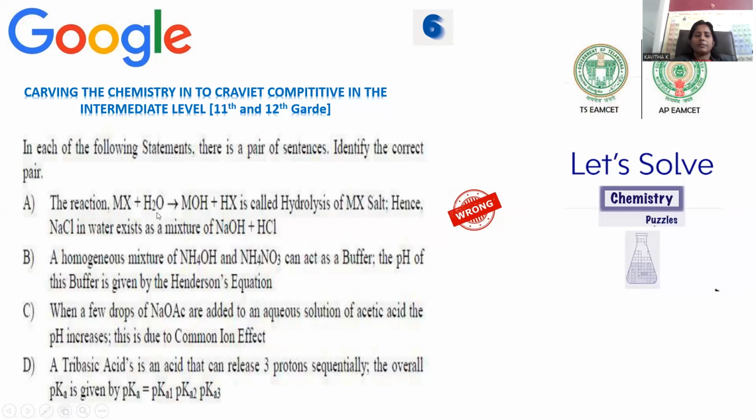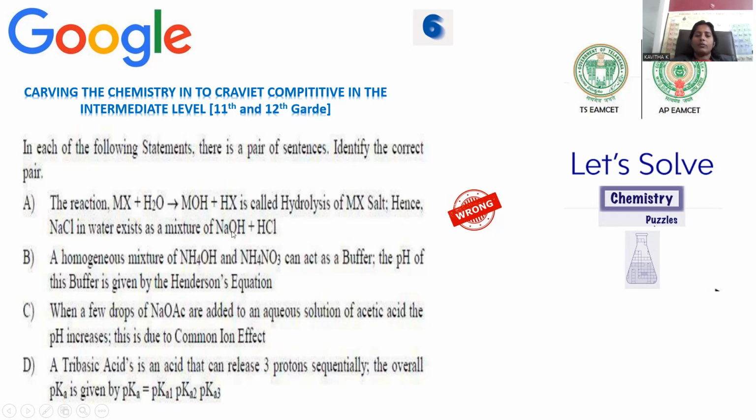The reaction MX plus H2O gives rise to MOH plus HX is called hydrolysis of MX salt. Hence, NaCl in water exists as a mixture of NaOH and HCl. If the compound taken is NaCl, MX they mentioned, M for metal, X for halide, metal halide. So that metal halide is sodium chloride. Now, sodium chloride is added with water. Whenever sodium chloride is added with water, the products formed are not like NaOH and HCl.